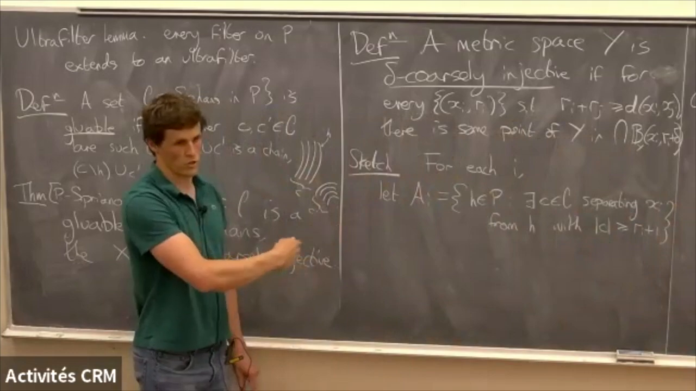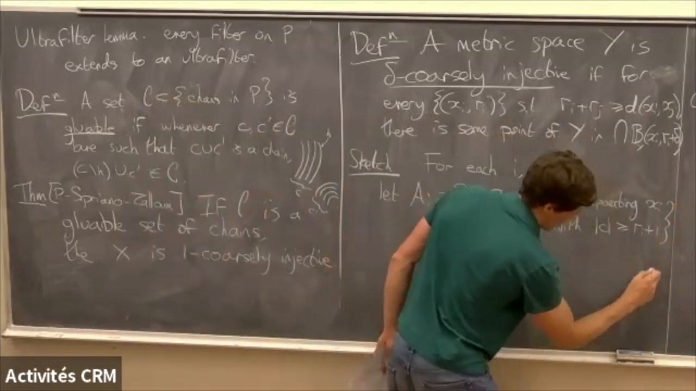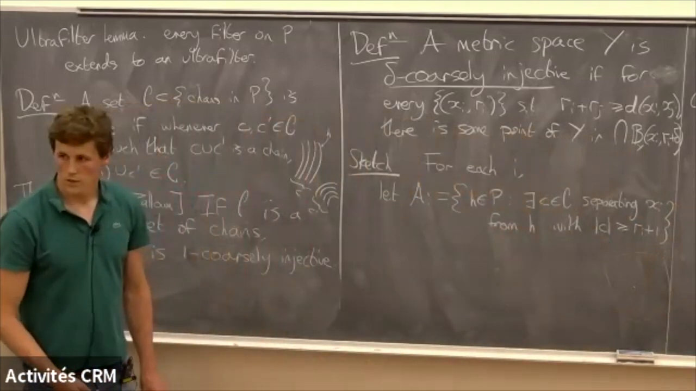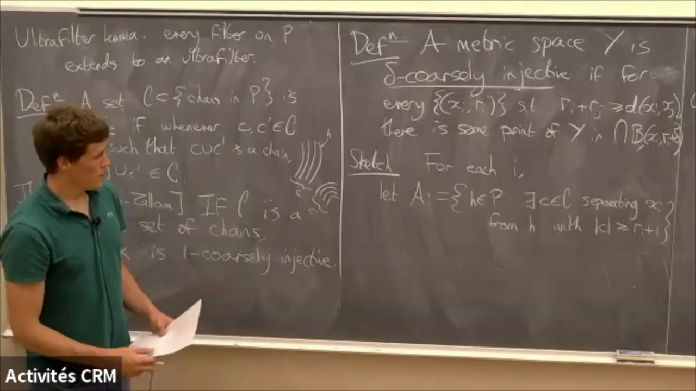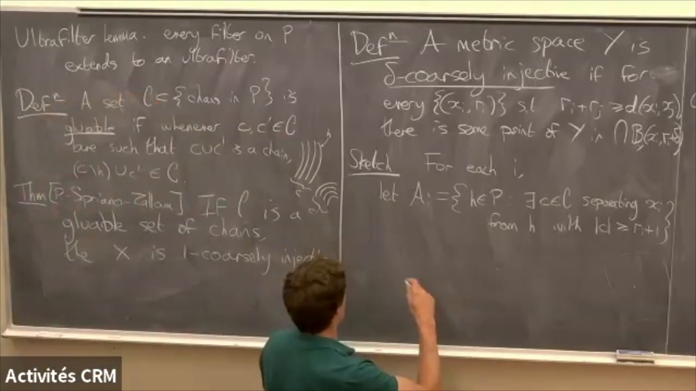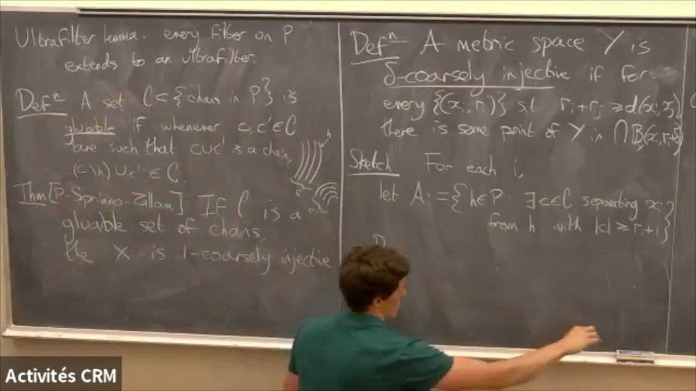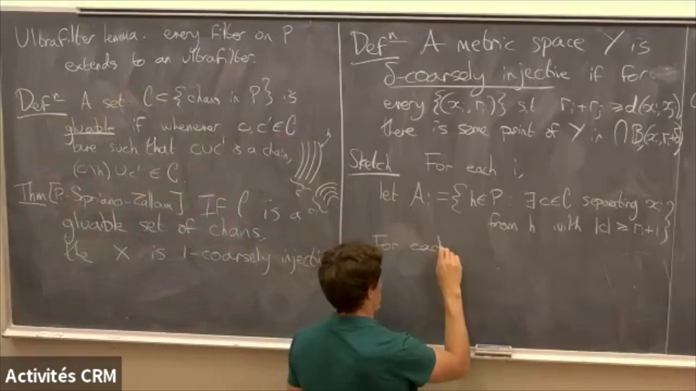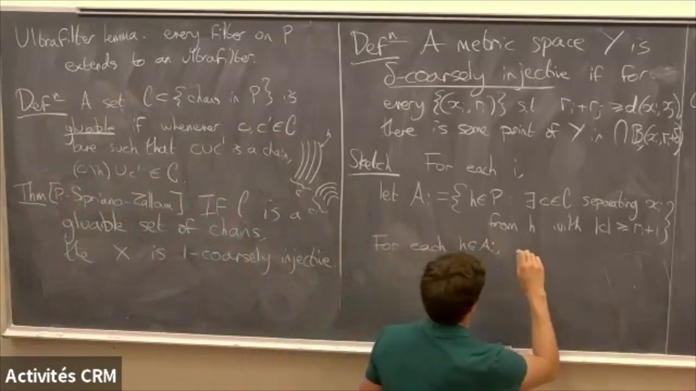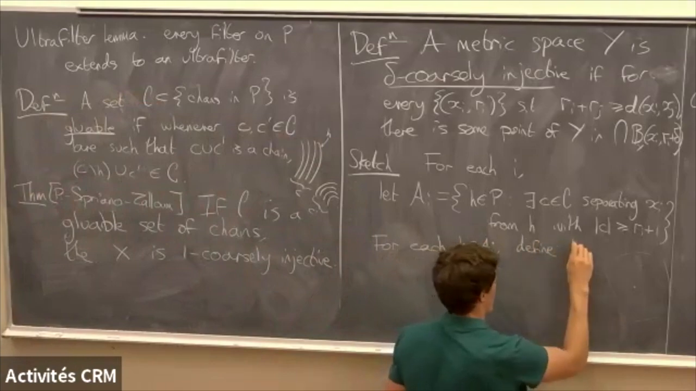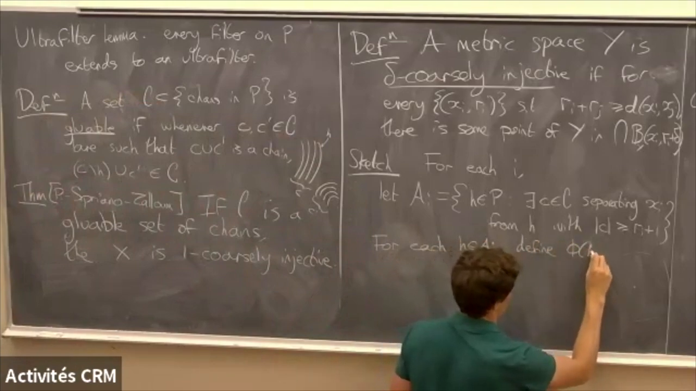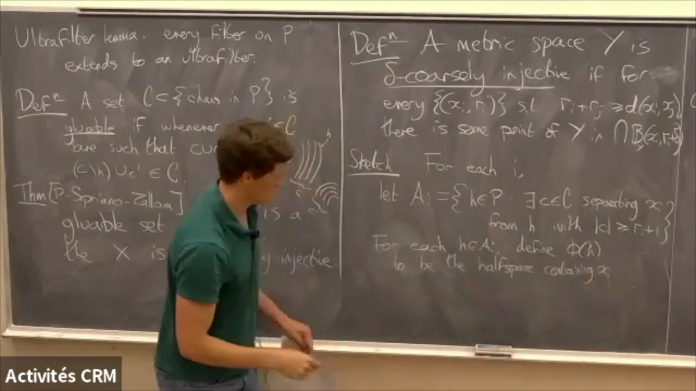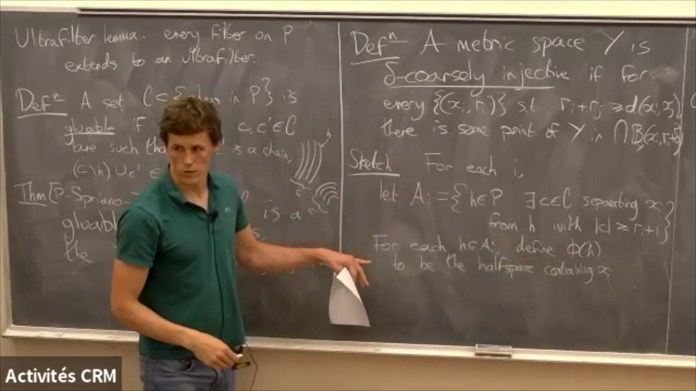Okay, so for each i, if here's the point xi, you just take all the walls that are pretty far away. That's a collection of walls. Now I just have to tell you how to orient these walls. For each H in Ai, define phi of H to be the half space containing xi. Okay, so I've told you what to do with these walls.